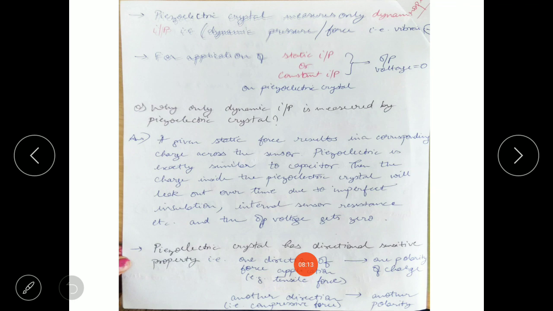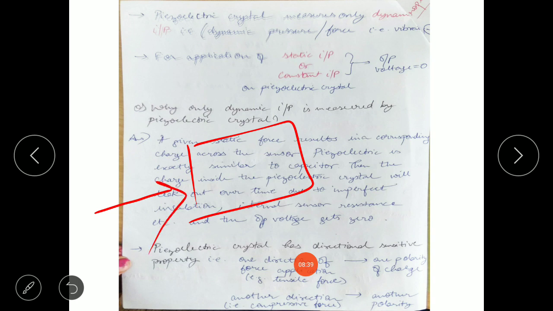Now, as I have told you, the piezoelectric crystal measures only dynamic input, that is dynamic pressure or force, that is vibration. It is not used for static input or constant input, meaning it is not used for static force or constant force. Why can we not use static force? Suppose this is a piezoelectric crystal, and if we apply a static force, what will happen? We will get a charge across the piezoelectric crystal. This is the property.